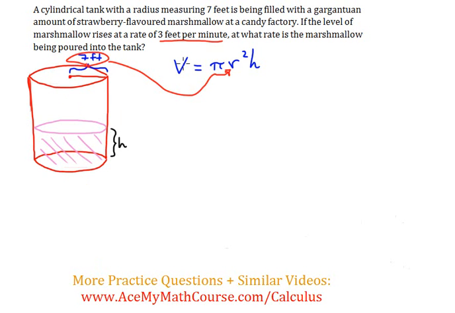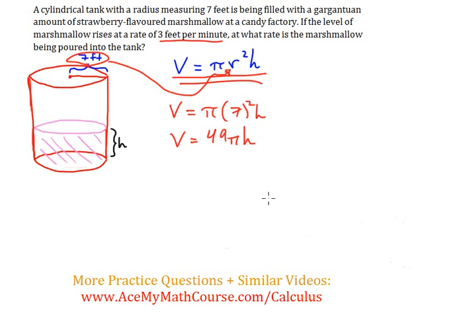Great. So here's the volume of a cylinder. And we're going to use this formula to relate the volume of the marshmallow with the height, which is just the level of it, or how high it is up the cylinder. Great. So now note, of course, that this is a cylinder, not a cone, so the radius will stay the same. So I can just plug in the 7 for R. Right there. So I have V equals 7 squared, 49 pi H.